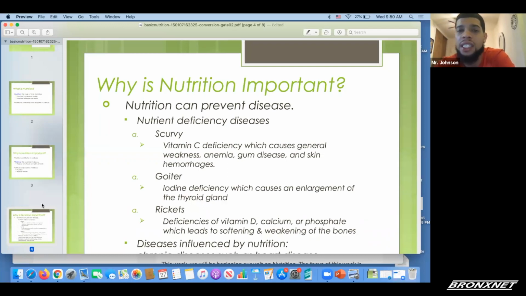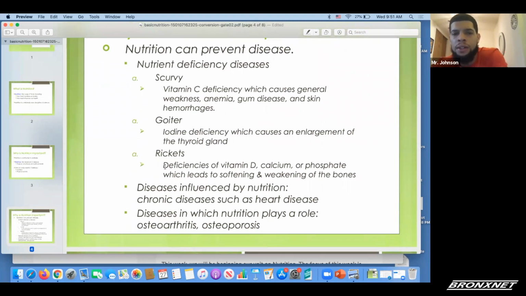And all of these diseases happen when you become vitamin deficient, right? So you don't have enough vitamins in your body because you're not ingesting enough through your food. There's also diseases that are influenced by nutrition, such as chronic heart disease and osteoporosis, which is a bone disease. So we have to make sure we get all of our vitamins and minerals in.